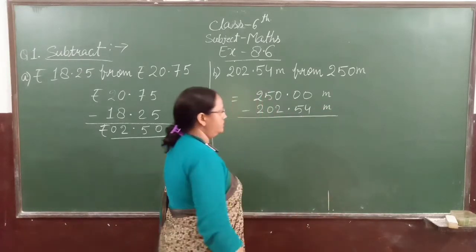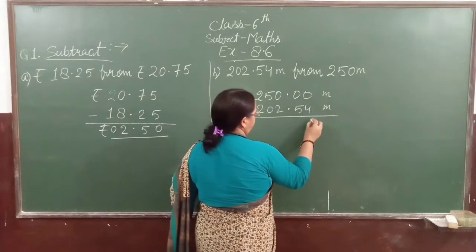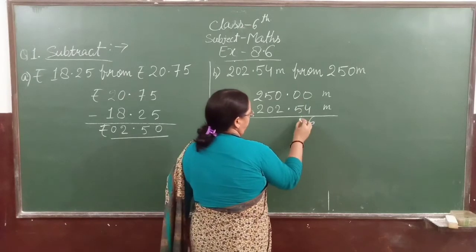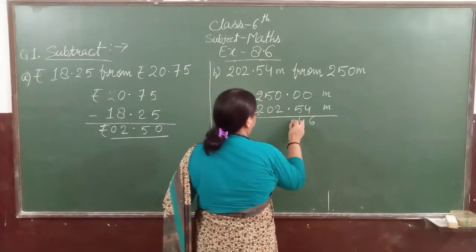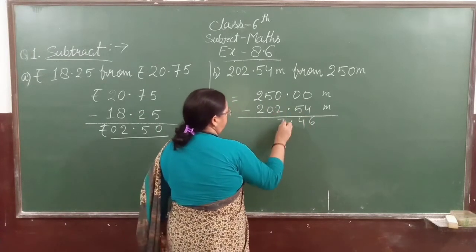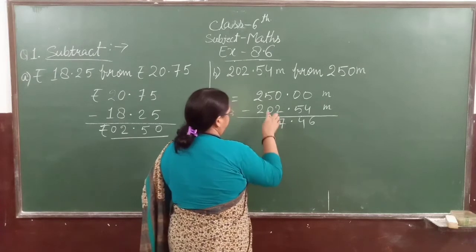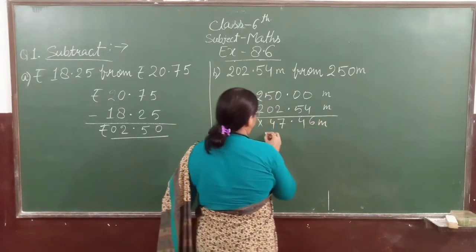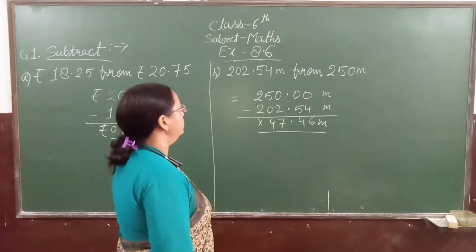Let's start the subtraction process. Take carry. 10 minus 4 is equal to 6. 9 minus 5 is equal to 4. And now 9 minus 2 is equal to 7. This one is 4, and our answer is 47.46 meters.